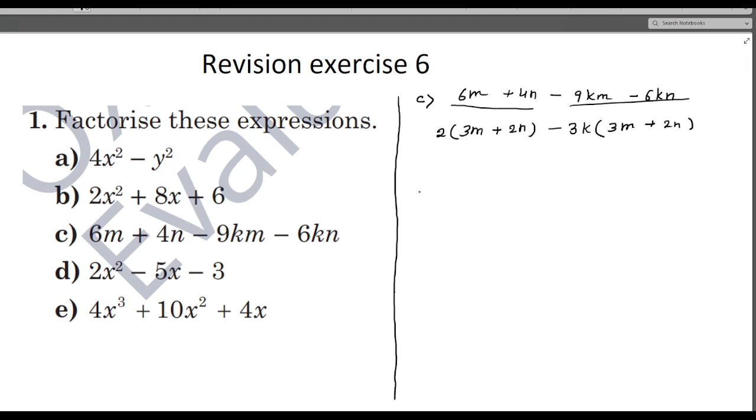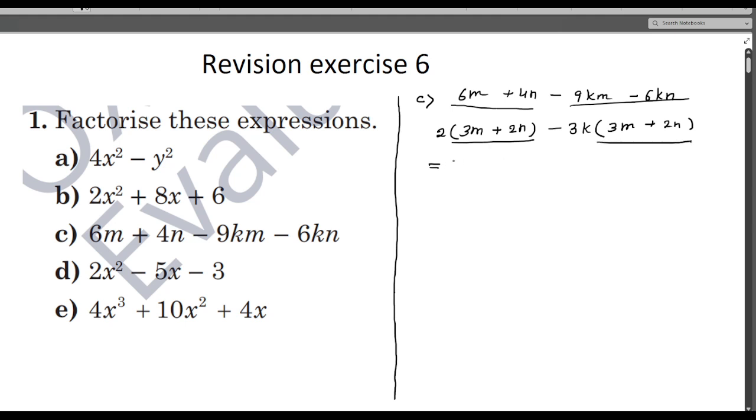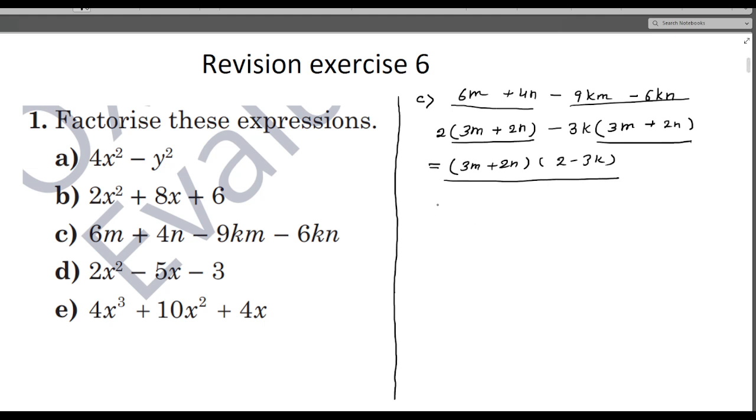Now we can see that I have 3m plus 2n here and 3m plus 2n here. So we can take 3m plus 2n common, and therefore here I have 2 minus 3k. As they are now in product form, this is your final factorization.